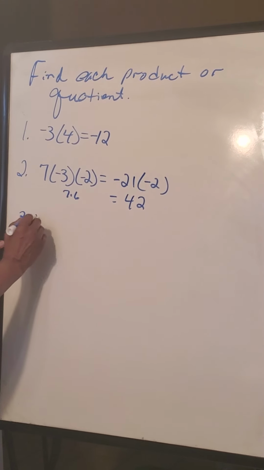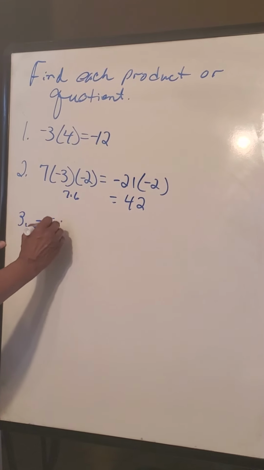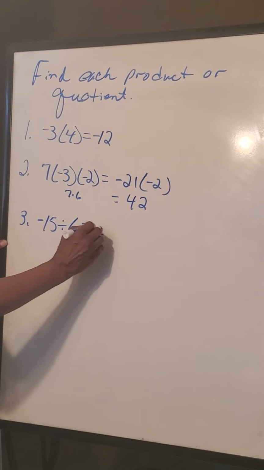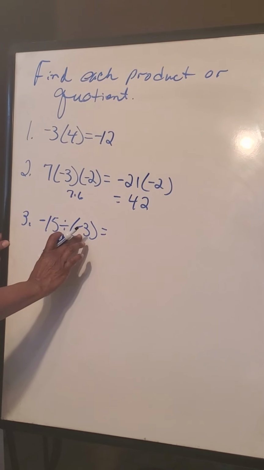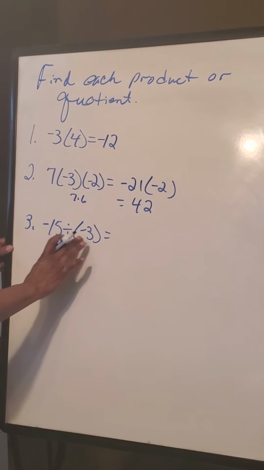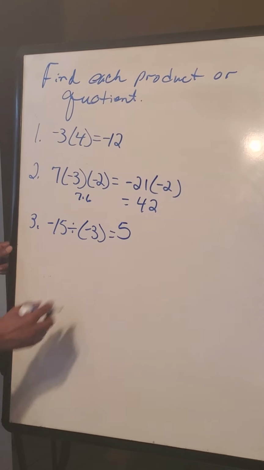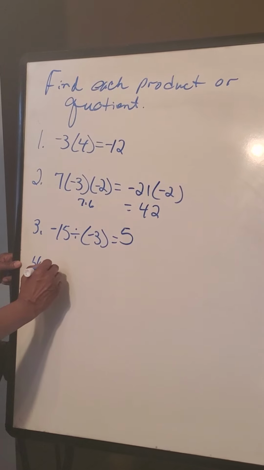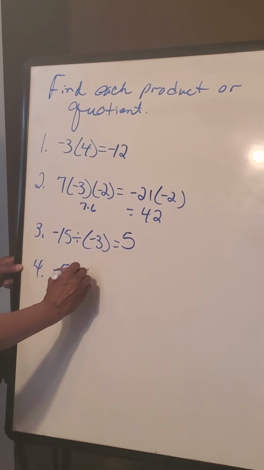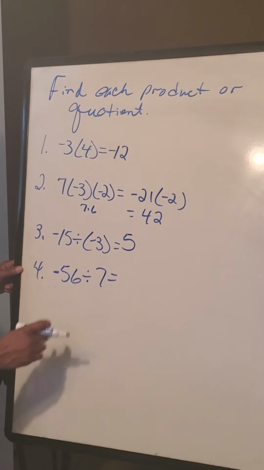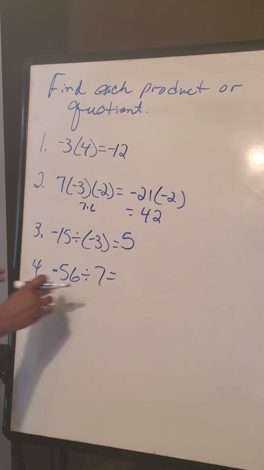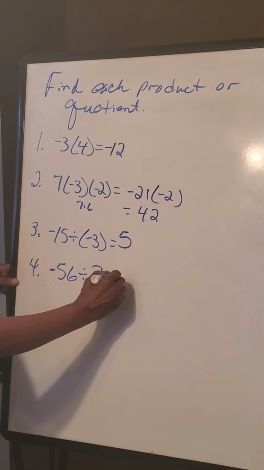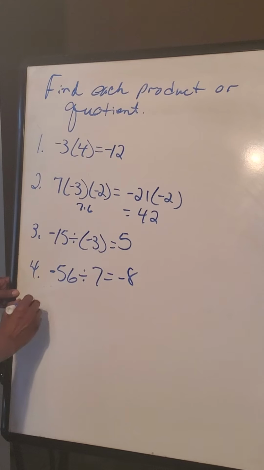Example 3. If I had a negative 15 divided by a negative 3. A negative divided by a negative gives you a positive. 15 divided by 3 gives you 5, so you get a positive 5. Example 4. If I had a negative 56 divided by 7. A negative divided by a positive gives us a negative, so my answer would be a negative 8.